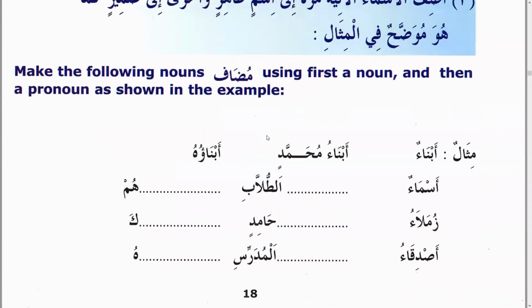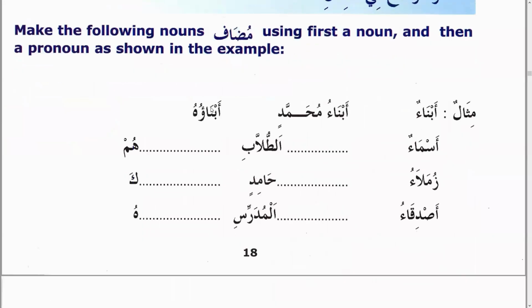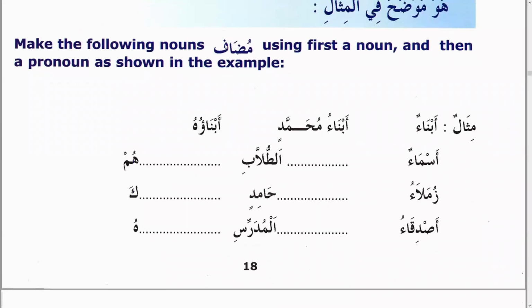Alhamdulillah. Right. Okay. Make the following nouns mudaf using first a noun and then a pronoun. Right. So we have to make mudaf and mudaf ilayhi first by using a noun. So remember, when a pronoun joins a noun, it becomes mudaf ilayhi, and normal mudaf ilayhi. So first one is abnaun. So what we will do for mudaf, we will chop the tanween. We'll say abna'u, right? Because a mudaf cannot have tanween nor alif lam, right?